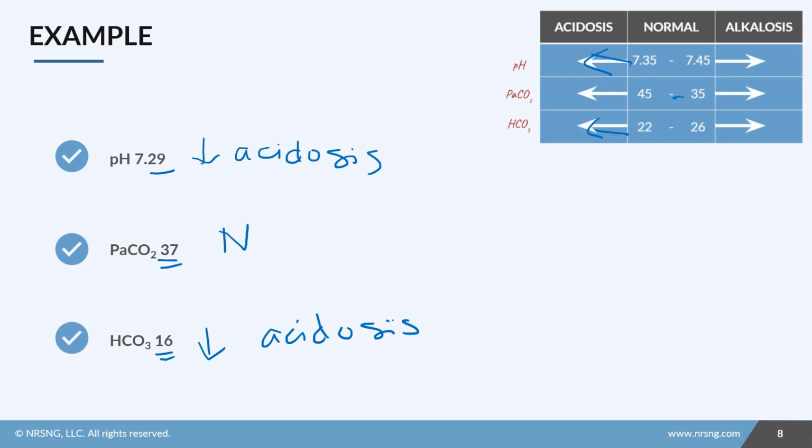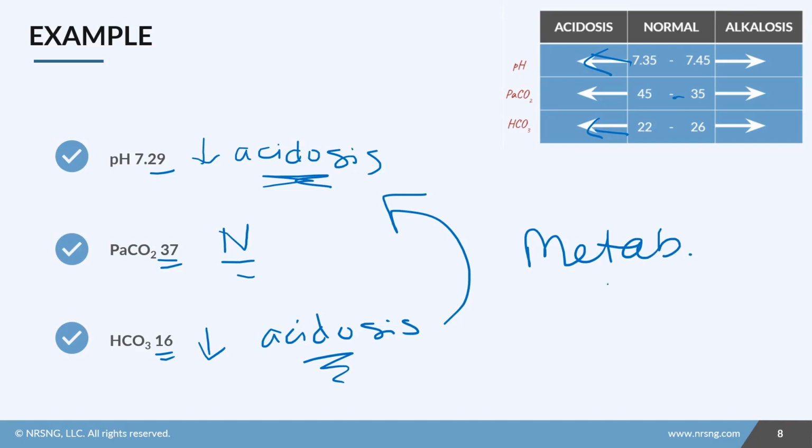All right, step 2. What's the source? Well, we see that the pH is showing acidosis and our bicarb is also showing acidosis. Now, since the CO2 is normal, we can reasonably assume that the bicarb is the source. So this is a metabolic acidosis. So now that we've done a couple of examples of just the first 2 steps, let's look at compensation.